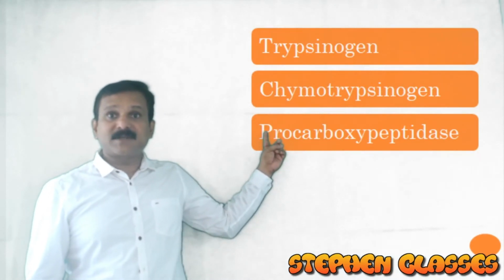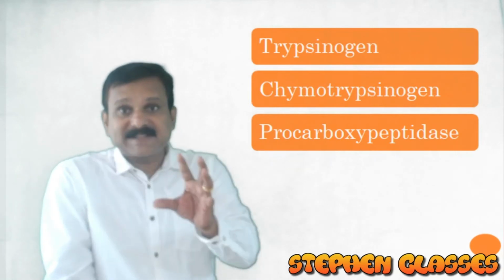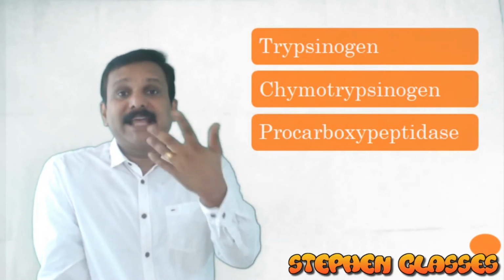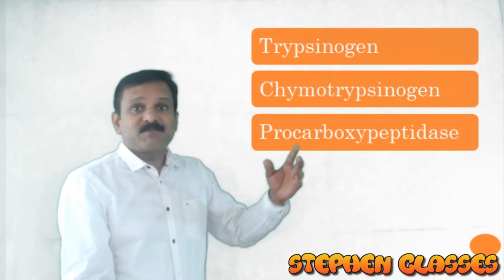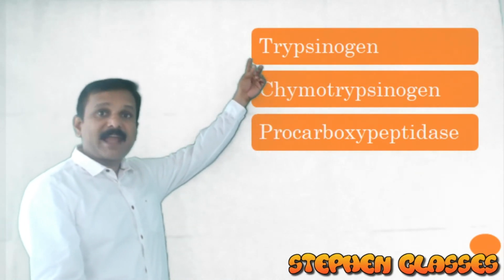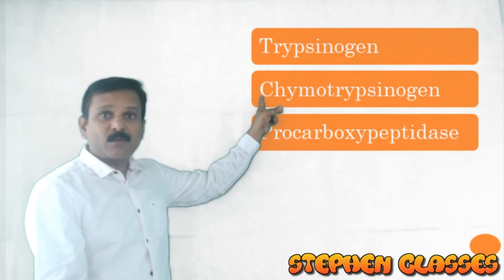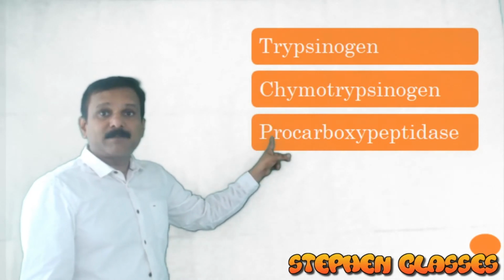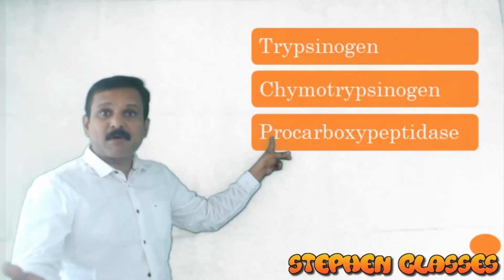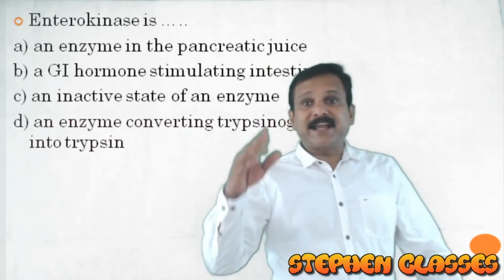Trypsinogen, chymotrypsinogen and procarboxypeptidase. All these three proenzymes are in the inactive form. They will be converted by the action of enzymes. Trypsinogen is converted into trypsin by enterokinase. Then once trypsin is formed, trypsin can convert chymotrypsinogen to chymotrypsin and procarboxypeptidase into carboxypeptidase. So that is the way in which enzymes are getting activated.